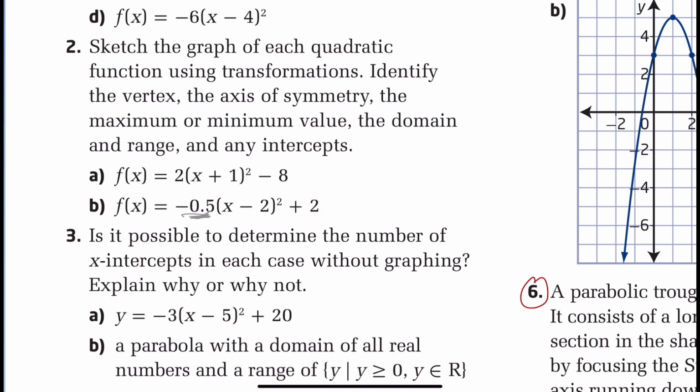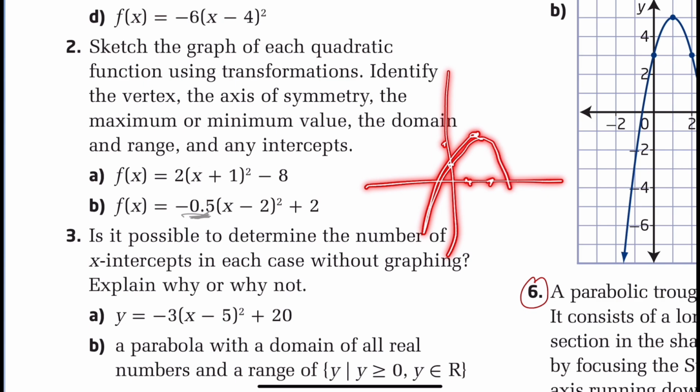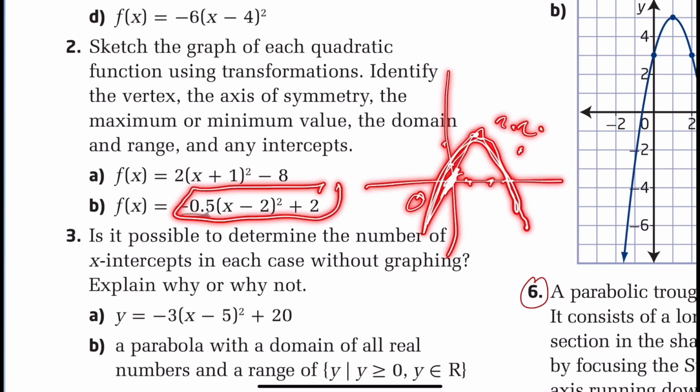So the vertex will be (2, 2). So you come to your graph, and 2, 2. So this is the vertex. This is where your parabola will change the direction. So this is (2, 2). Okay, good. For the x-intercept, same thing. You solve this equal to 0, and one of them is 0, then the other one is 4. Okay, good.